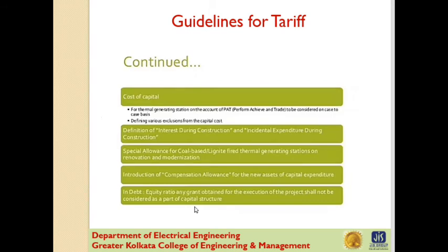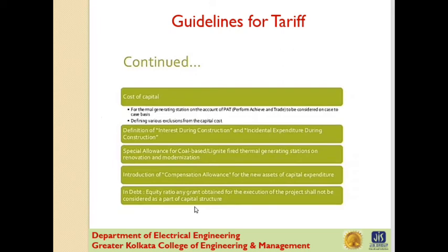Cost of capital for thermal generating station on the account of PAT, that is Perform, Achieve and Trade, to be considered on case to case basis, defining various exclusions from the capital cost. Now, definition of interest during construction and incidental expenditure during construction. Special allowance for coal-based or lignite-fired thermal generating station on renovation and modernization. Introduction of compensation allowance for the new assets of capital expenditure.